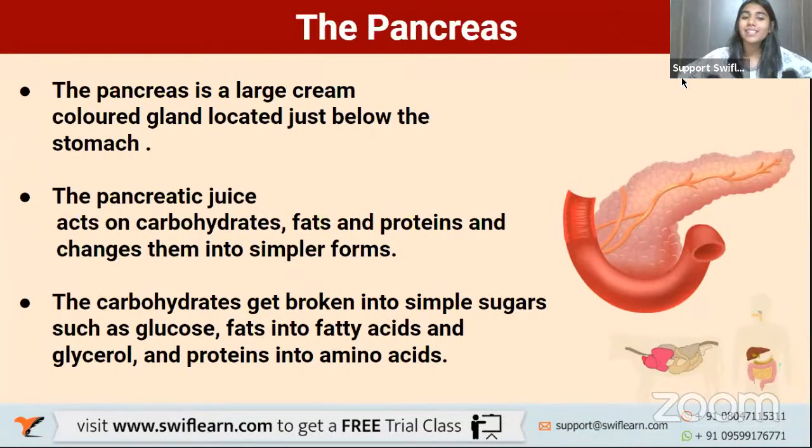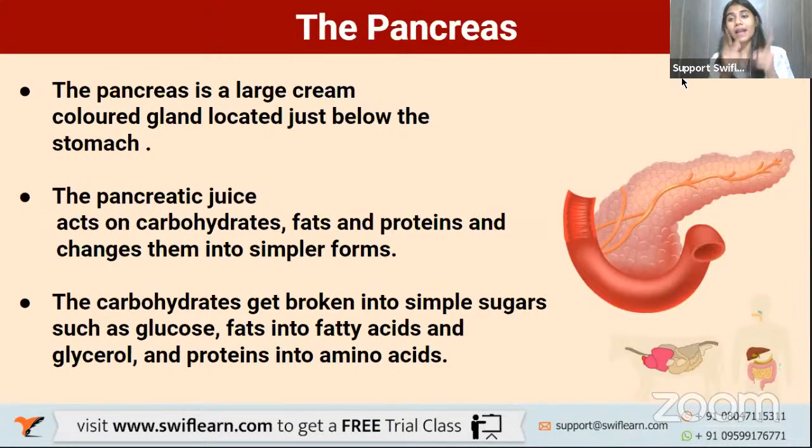Moving ahead to the next gland, which is the pancreas. The pancreas is a large, cream-colored gland located just below your stomach. The pancreas secretes pancreatic juice, which acts on carbohydrates, fats, and proteins and breaks them into simpler molecules. Carbohydrates get broken down into simple sugars like glucose. Fats are broken down into fatty acids and glycerol, and proteins are broken down into amino acids. That is the function of your pancreatic juice.